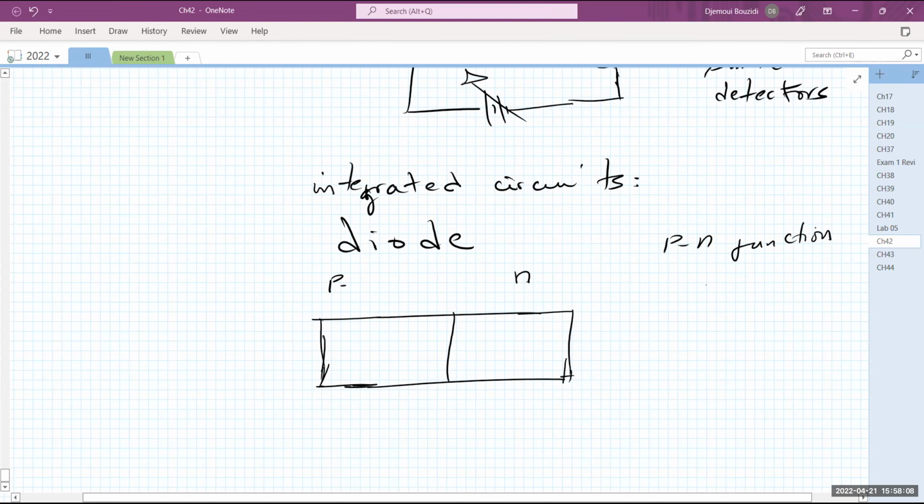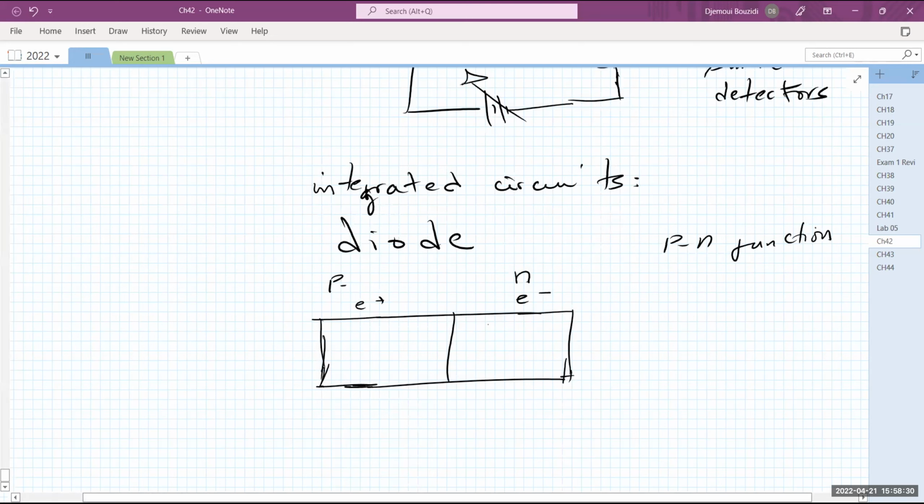So the minute it forms by itself, remember, on this side I have holes, and on this side I have electrons. Not excess, I'm sorry, I don't mean excess. I mean holes that are free to move. So the charge is still neutral for both of them. And on the other side, I have electrons that are free to roam.